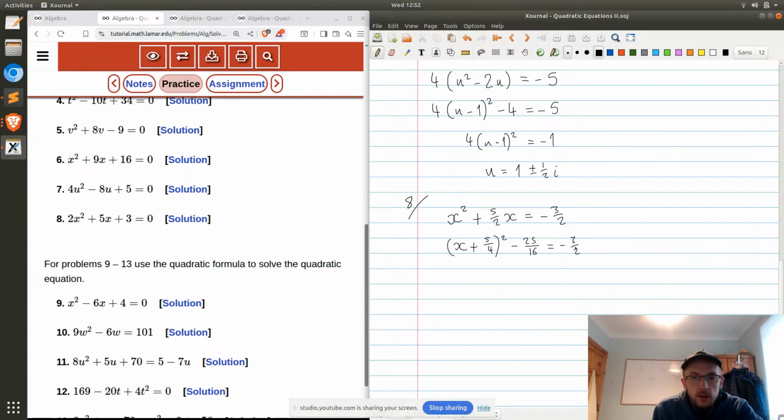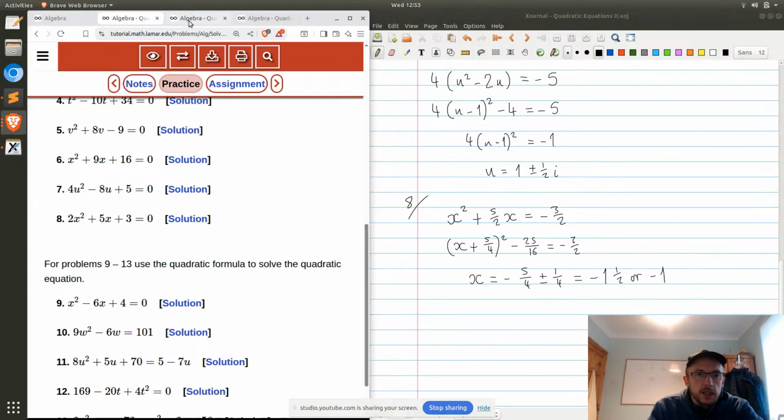And then I want to add it on to 3 over 2. Well, -3 over 2 is the same thing as -24 over 16. So it becomes 1 over 16. So it becomes x equals -5 over 4 plus or minus the square root of 1 over 16, which is 1 over 4. Which is -1.5 or -1. So it seems.